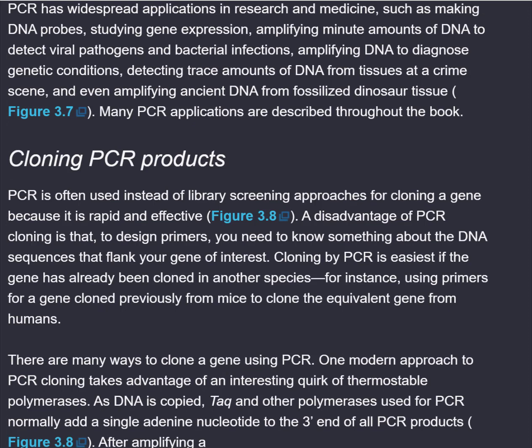PCR has widespread applications in research and medicine, such as making DNA probes, studying gene expression, amplifying minute amounts of DNA to detect viral pathogens and bacterial infections, amplifying DNA to diagnose genetic conditions, detecting trace amounts of DNA from tissues at a crime scene, and even amplifying ancient DNA from fossilized dinosaur tissue. Figure 3.7. Many PCR applications are described throughout the book.